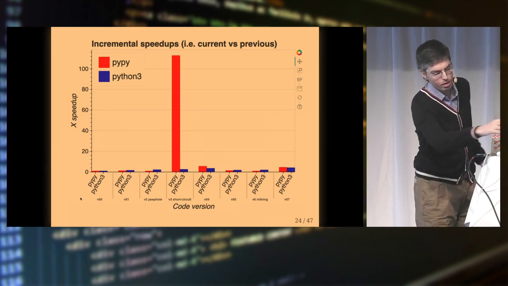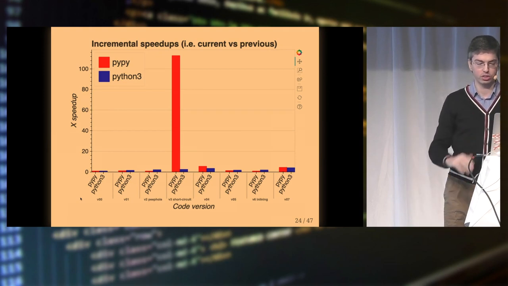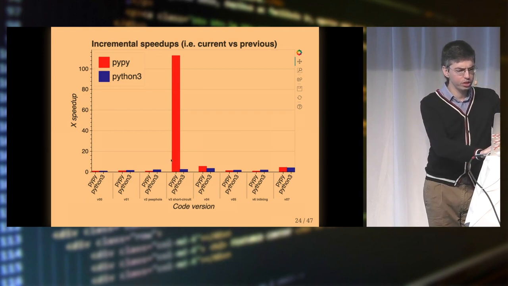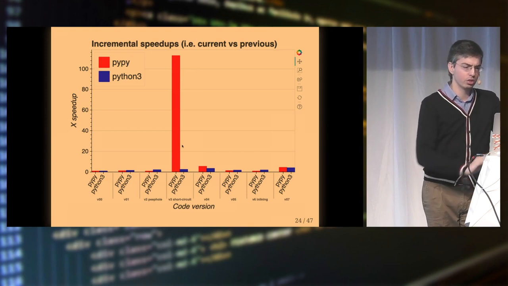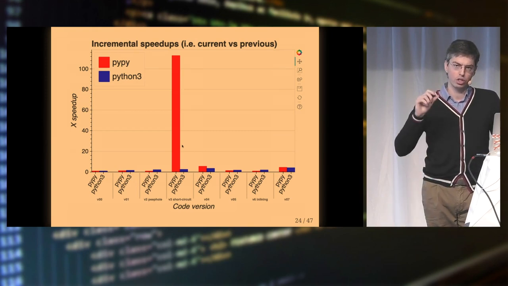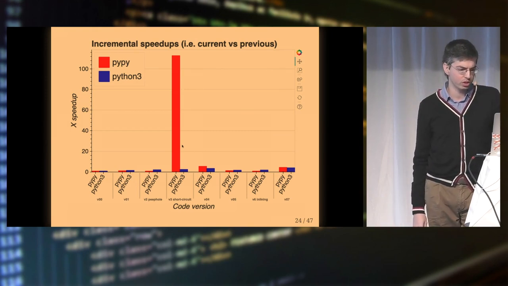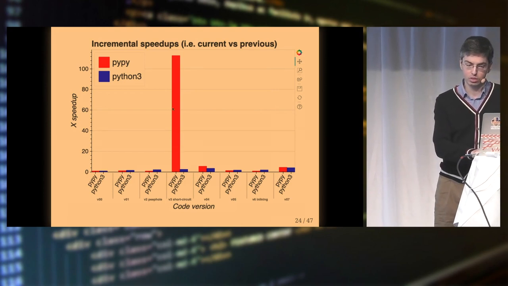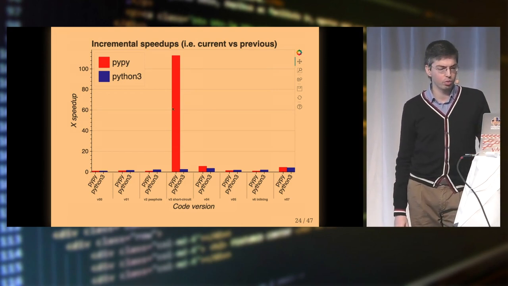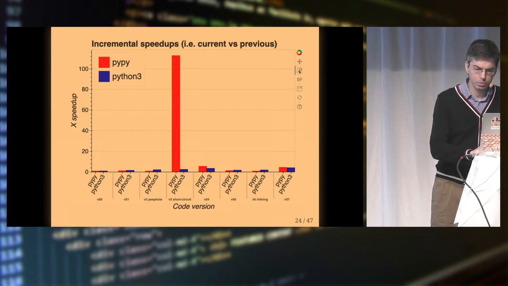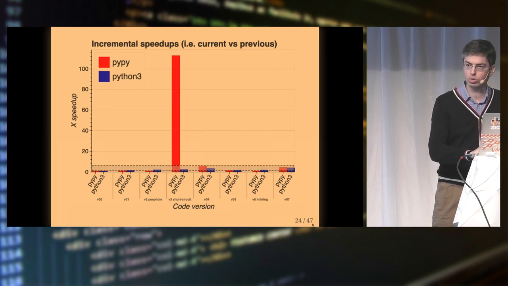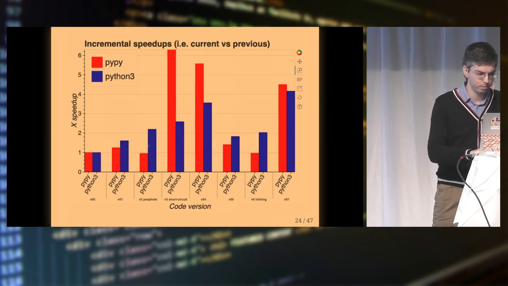Here we can see how each version was faster compared to the previous one. We see a very big spike with PyPy. When we were making the short circuit, changing the order of the if clauses, PyPy got a 100x speedup, while Python only got 2.5. This is because this small change was quite significant from the compiler's point of view, so the compiler could apply some optimizations that it couldn't before.